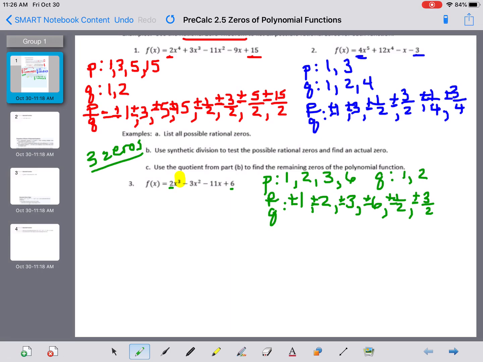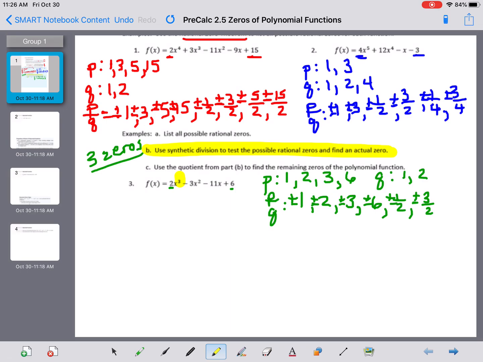Okay, now, I'm going to be honest, this is kind of the dreaded step, because here's the deal. We have 12 possibilities. It says use synthetic division to test the possible rational zeros and find an actual zero. We're guessing and checking, and we have 12 things to guess and check until we find something. So hopefully it doesn't take you all 12, but you just start and you say, well, which one might work, okay?